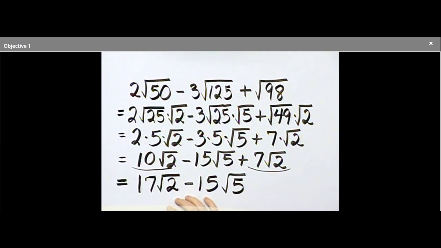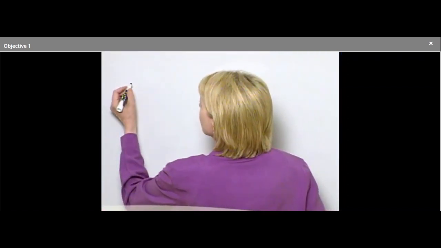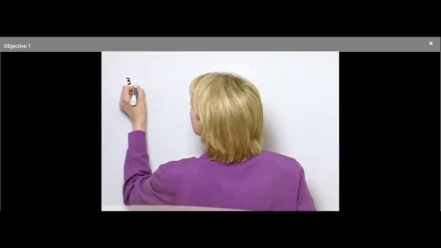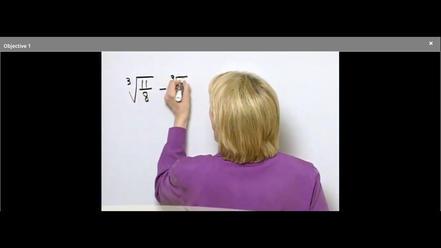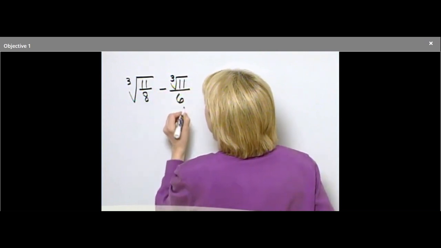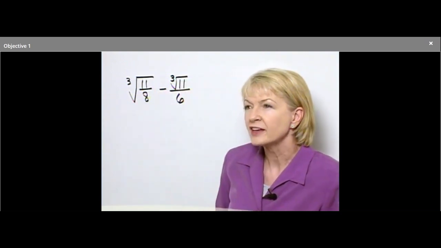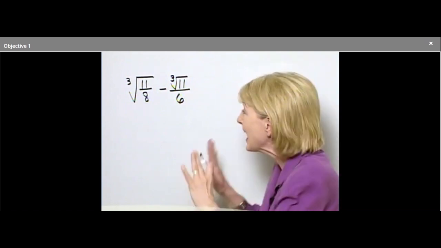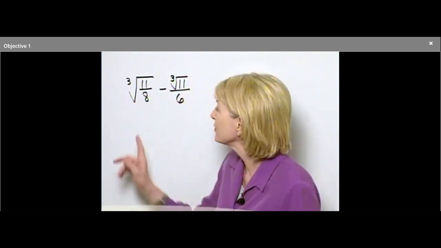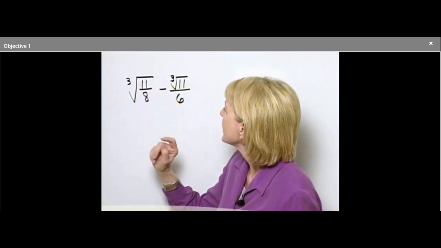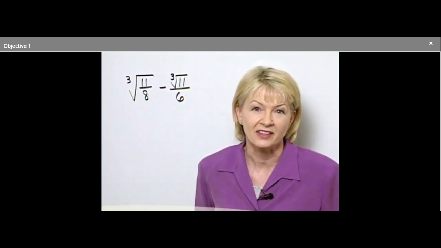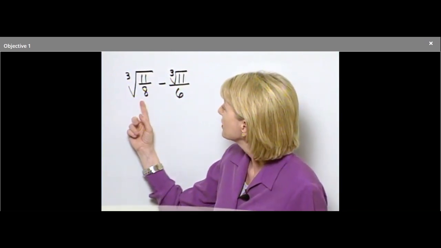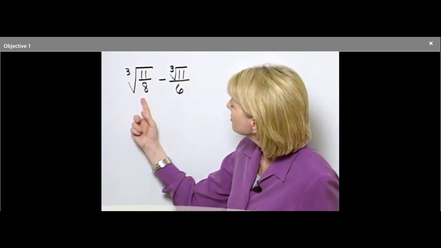We are adding or subtracting radical expressions. Let's suppose I have the cube root of 11 over 8 minus the cube root of 11 over 6. Now, before we discuss whether these are like radicals or not, as they are right now, they are not like radicals. The index is the same, but this radicand is 11 over 8, and this radicand is 11 over 6. Notice, though, this first term can be simplified.